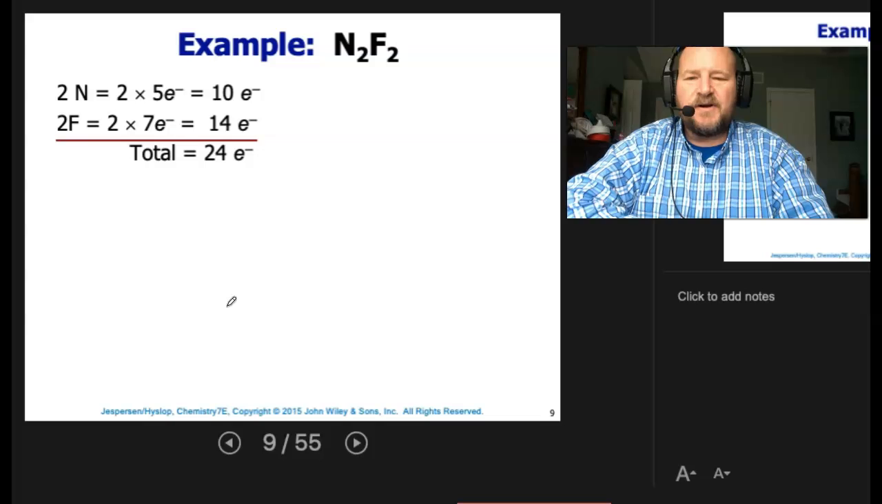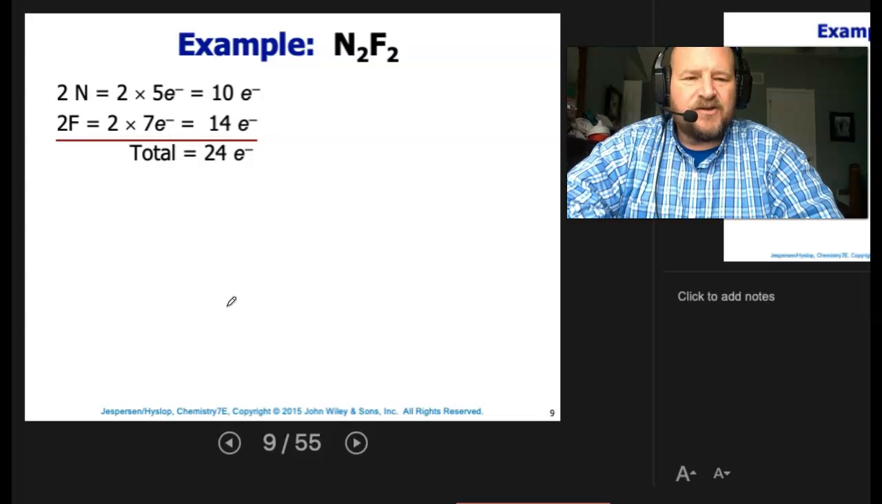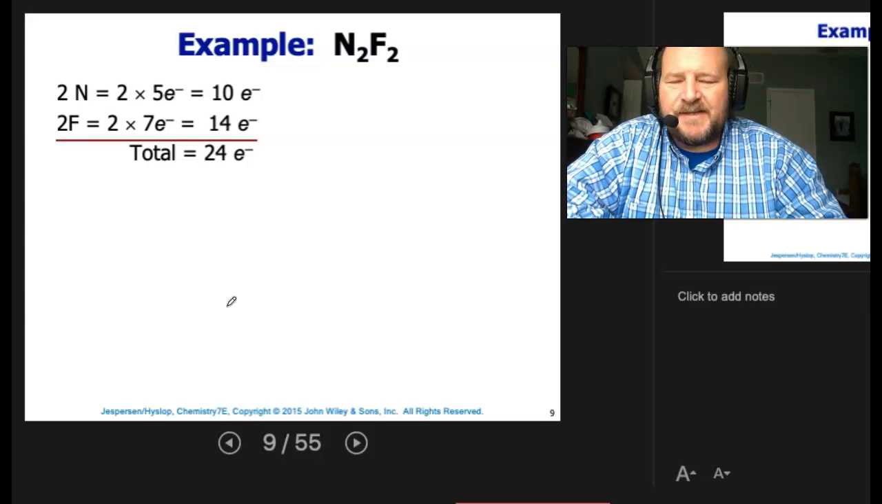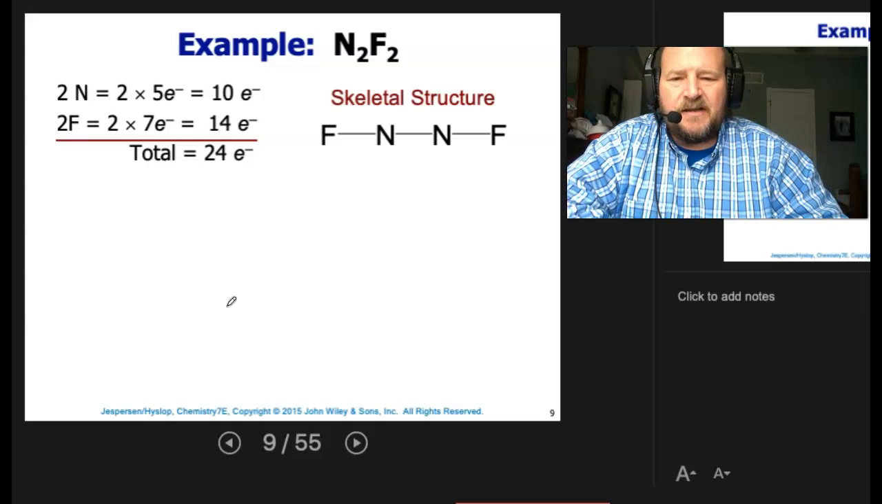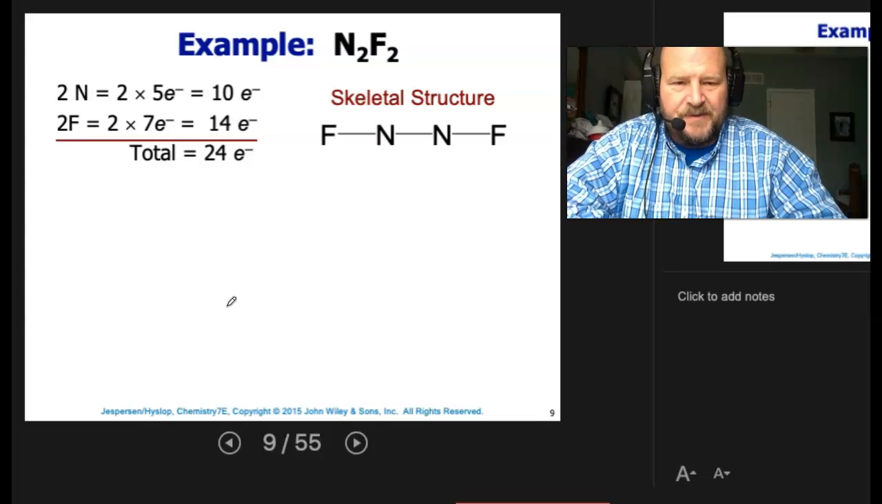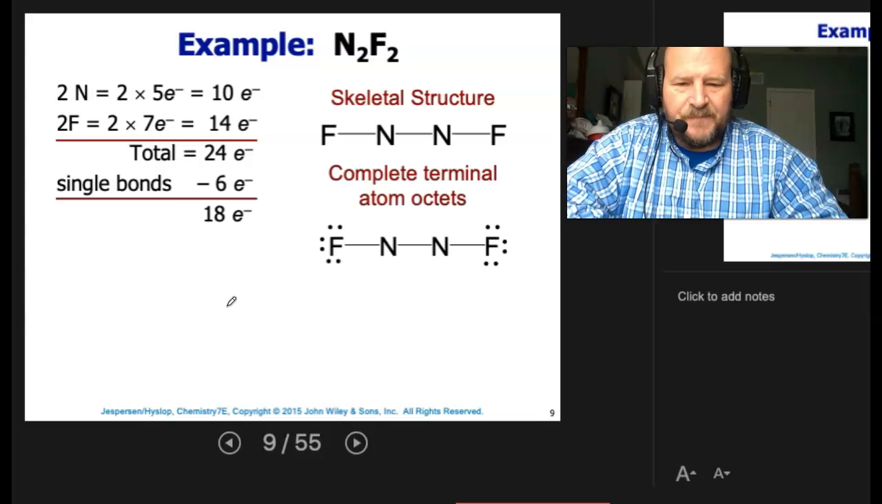All right, so our next compound is going to be N₂F₂. So nitrogen has 5 valence electrons. That gives us 10 for nitrogen. We have 2 fluorine, 7 each. That's 14. Again, another total of 24 electrons. So we'll start out with a skeletal structure where everybody's connected with a single bond. We've got 3 bonds. That's going to take away 6 of our electrons, leaving us with 18.